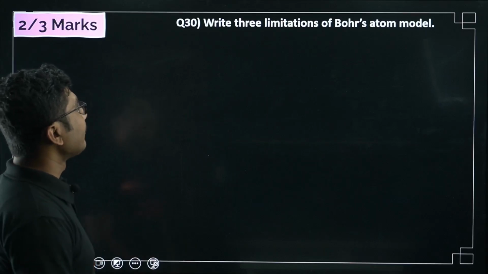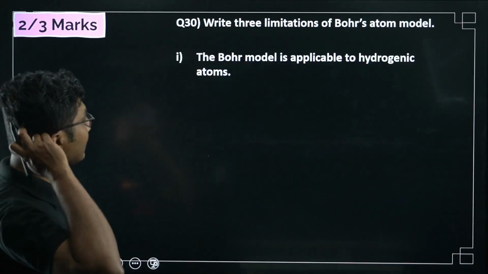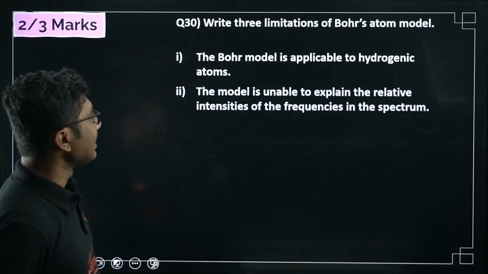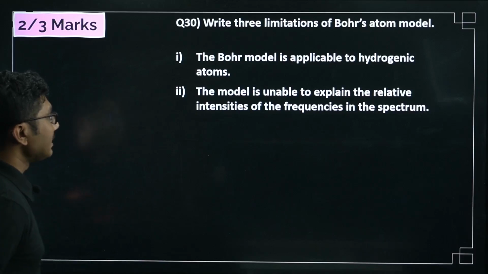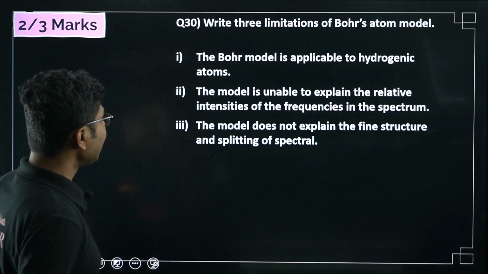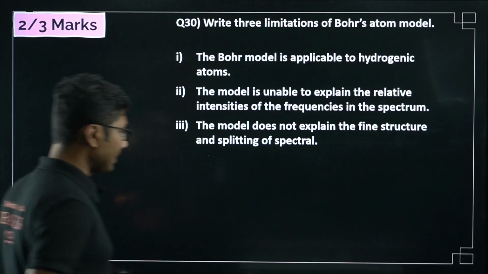So write 3 limitations of Bohr's atomic law. So Bohr model is applicable to hydrogenic atoms only. Next, the model is unable to explain the relative intensities of the frequencies in the spectrum, and the model does not explain the fine structure and splitting of spectral lines.